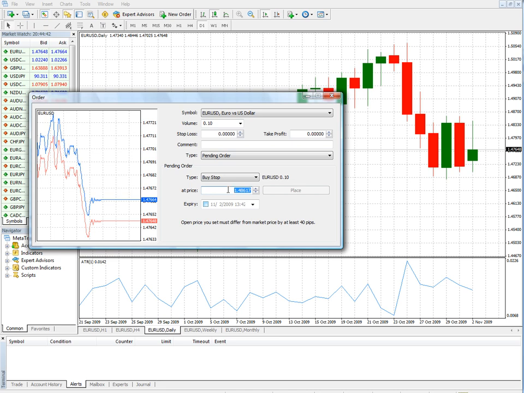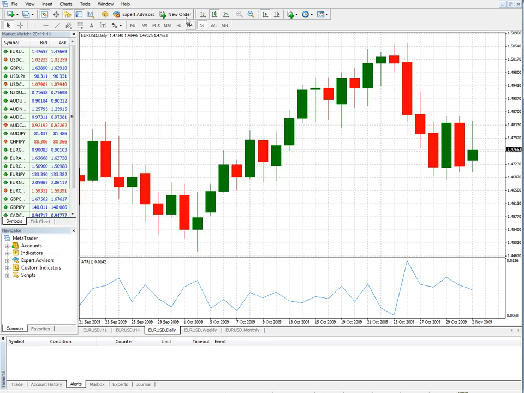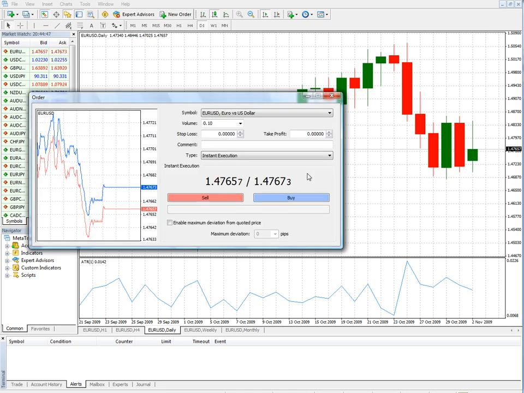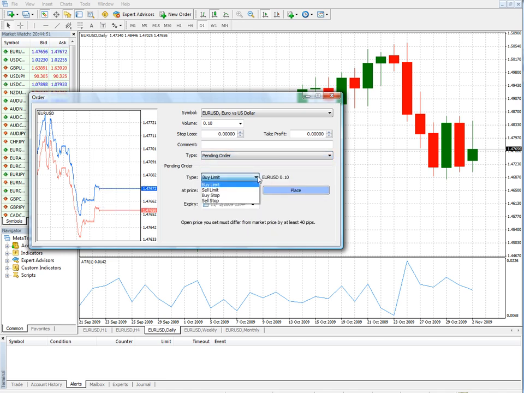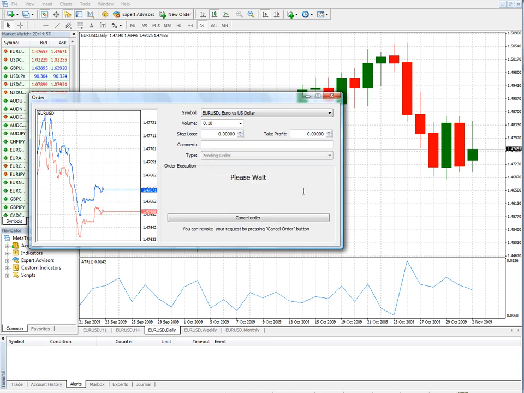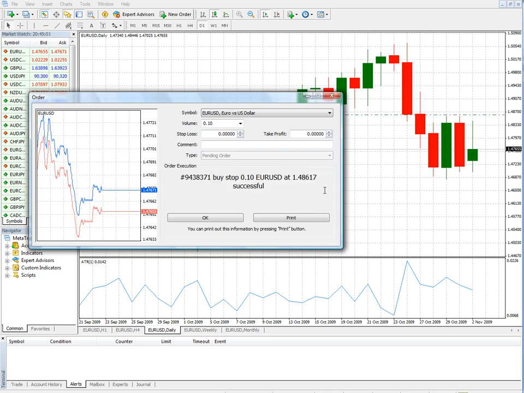Let's start with a whole new order here, since this one seems like it's going to give us challenges. Okay. Pending order, buy stop here. We've got a buy stop in place right up here, right where we want it.